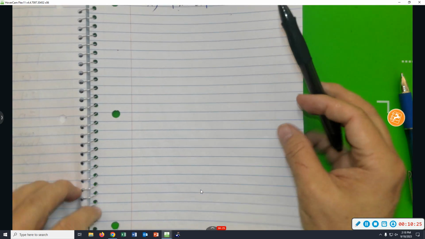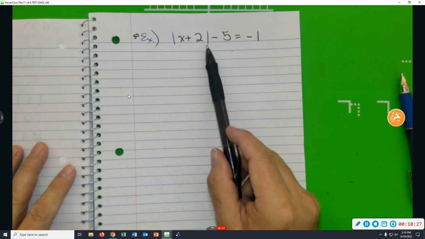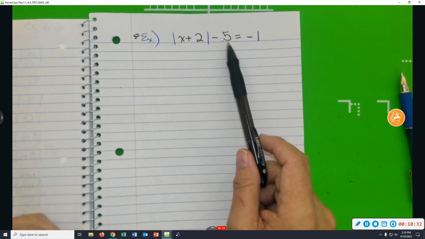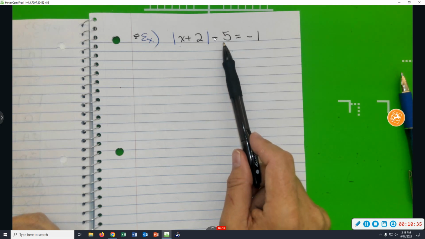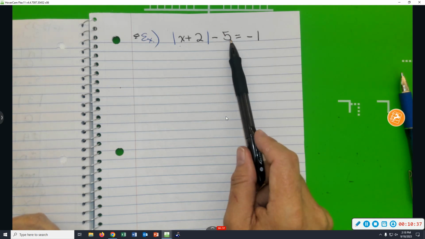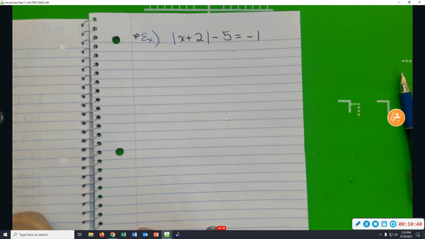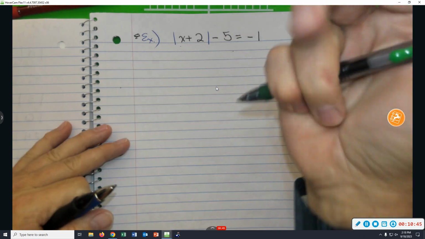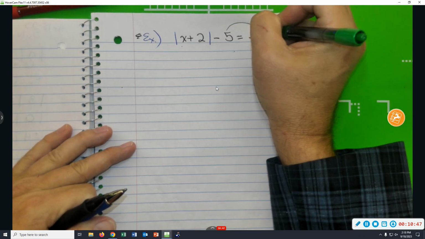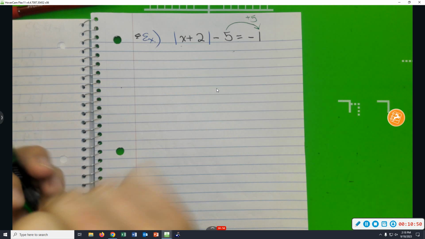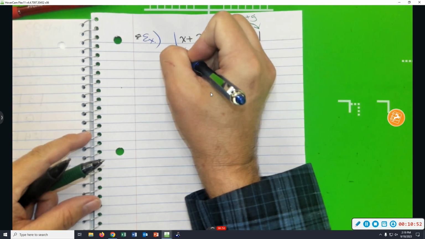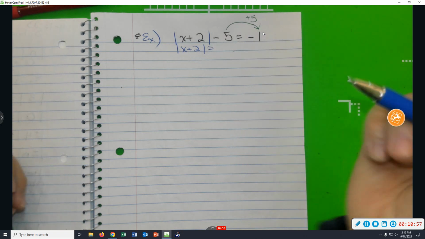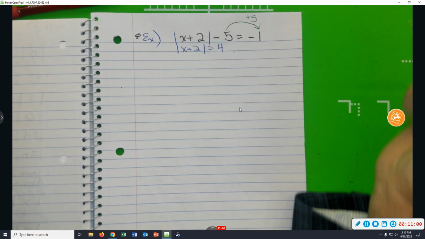But here, is the absolute value by itself? I think we have a -5 there. We need to get rid of that -5. What can we do to get rid of that -5 so that the absolute value is by itself? Okay, so we're going to add 5. So we'll have the absolute value of x plus 2 is equal to -1 plus 5 gives me a +4.